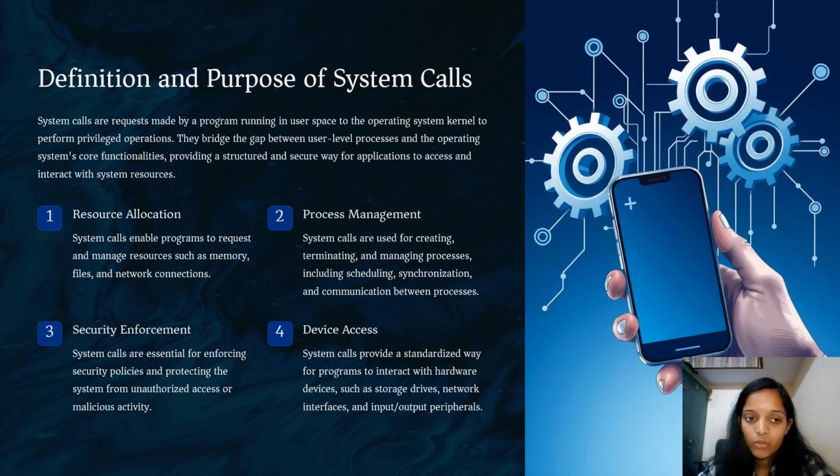The purposes of system calls, let us know all the four of those one by one. First one is resource allocation. System calls enable programs to request and manage resources such as memory, files, and network connections. Process management. System calls are used for creating, terminating, and managing processes, including scheduling, synchronization, and communication between processes. Security enforcement. System calls are essential for enforcing security policies and protecting the system from unauthorized access and malicious activity.